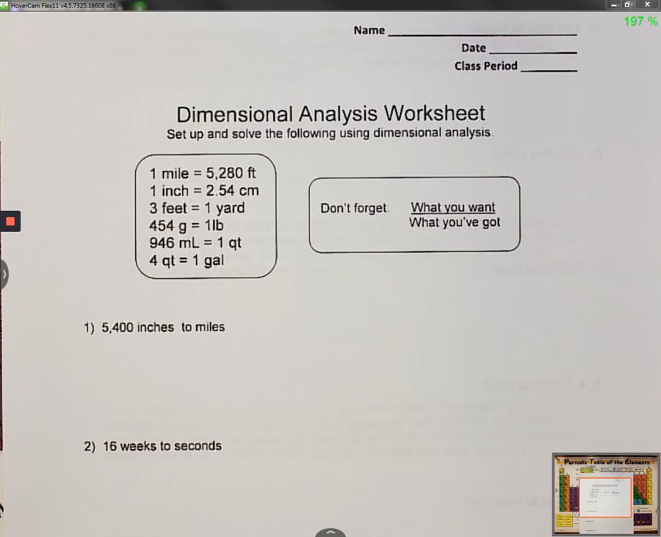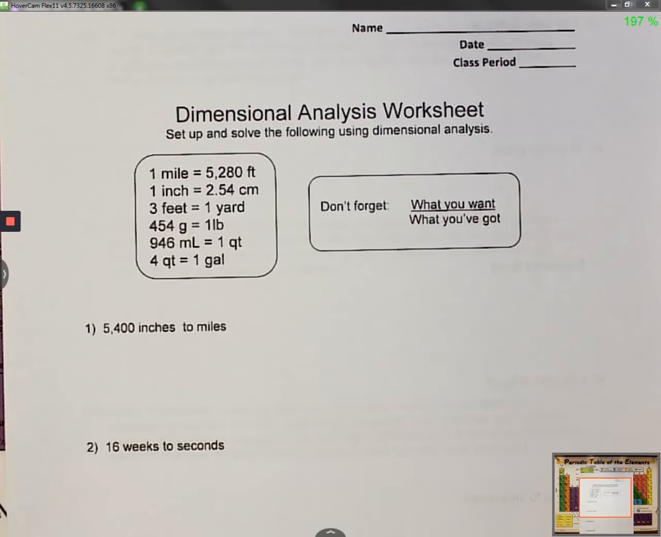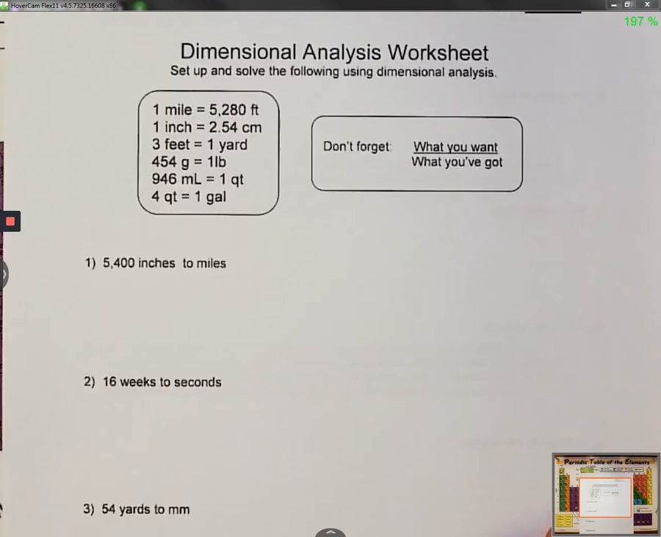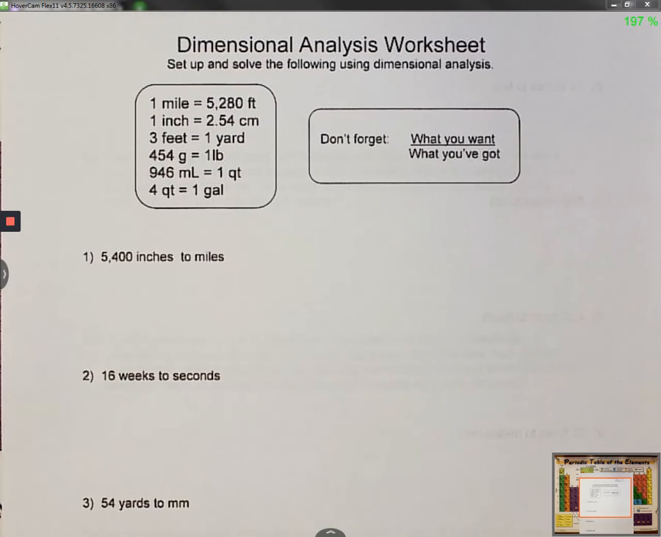Rather than go deeply into how it works or why it works, I'm just going to jump in and show you how to do it. So work these along with me. I'm going to take a look at number one. What it wants me to do is convert 5,400 inches into miles.